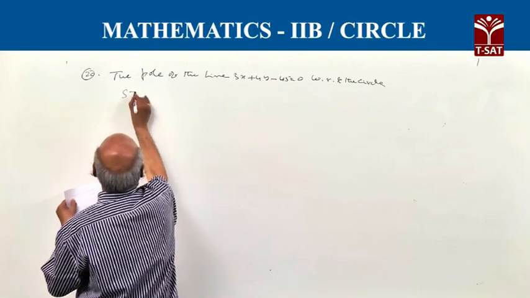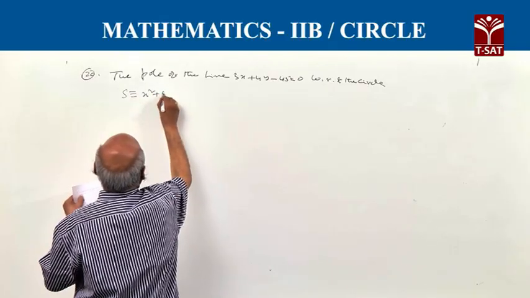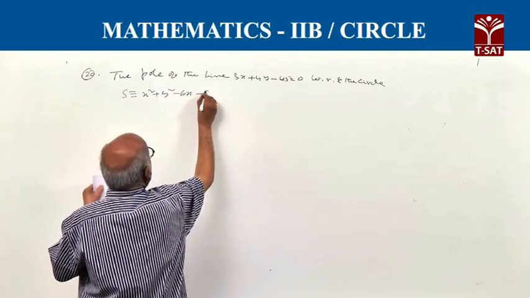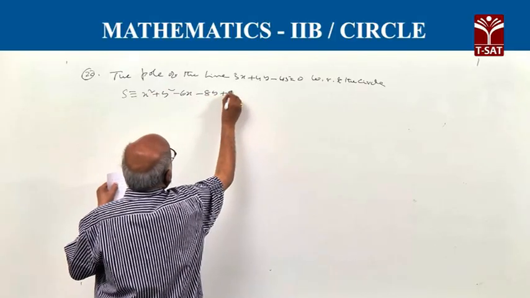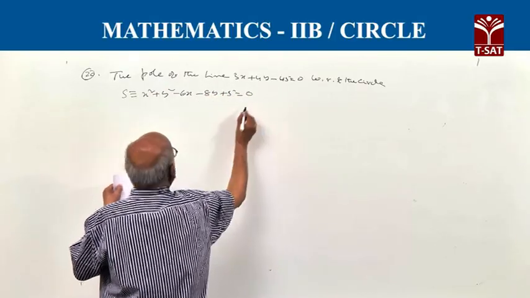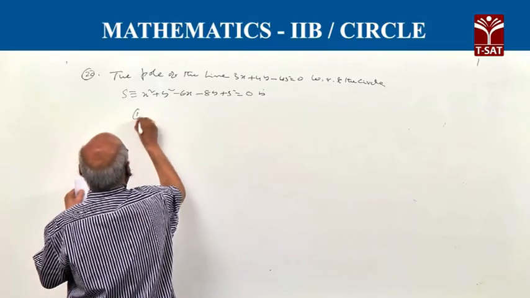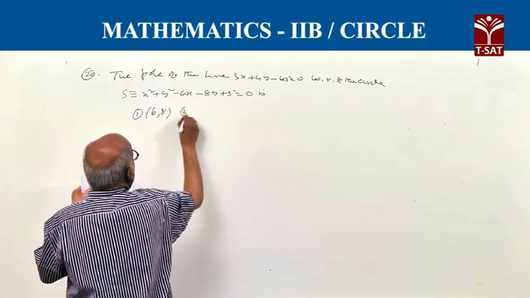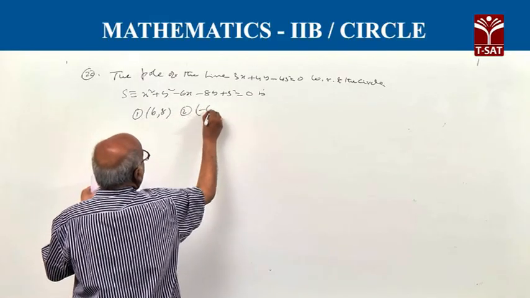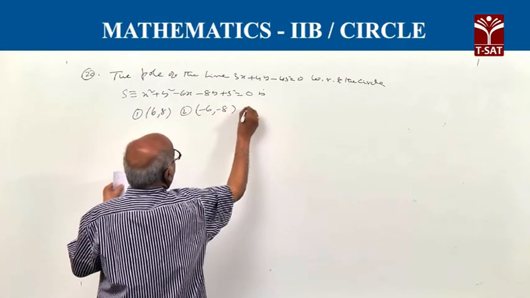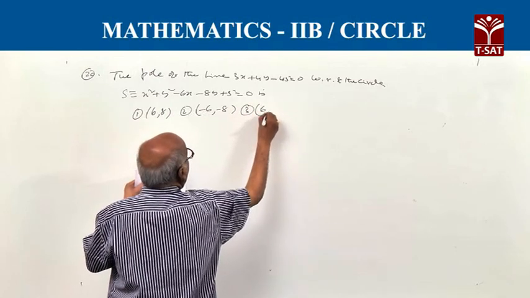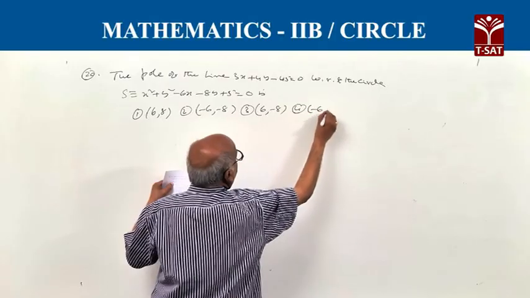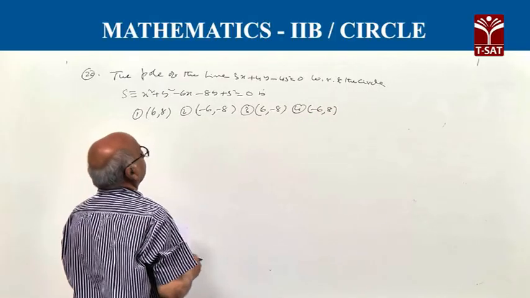S is equal to x square plus y square minus 6x minus 8y plus 5 is equal to 0. Options: number 1, 6 comma 8; number 2, minus 6 comma minus 8; number 3, 6 comma minus 8; and number 4, minus 6 comma plus 8.